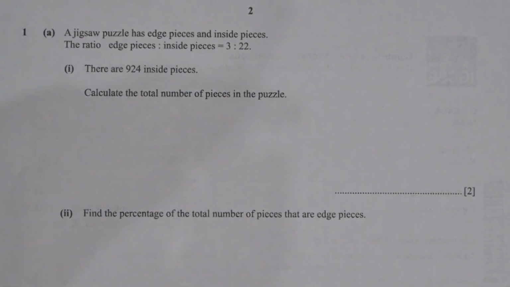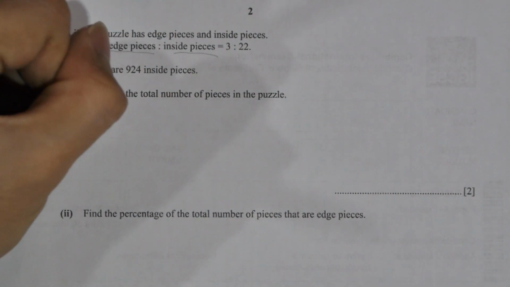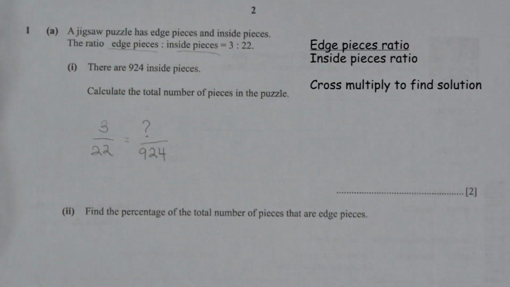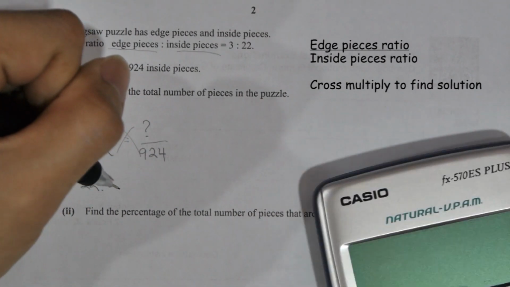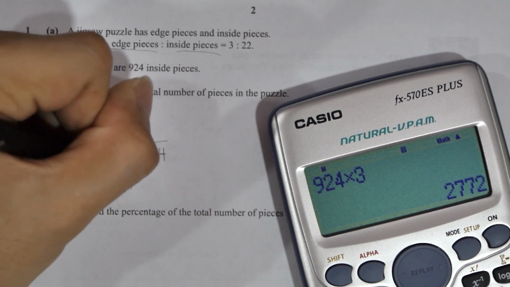The first question, so the edges pieces and insides pieces ratio was given, so all you need to do is write it down and then you cross multiply it. The part that you won't know is the actual edges piece, so you run the calculation, then you will be able to find the answer.